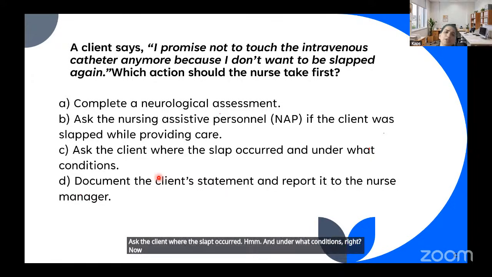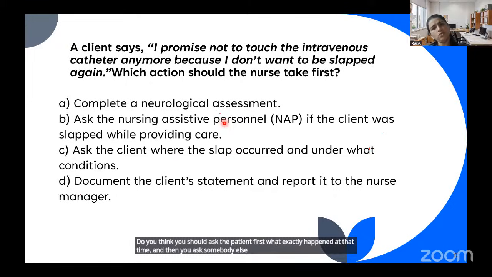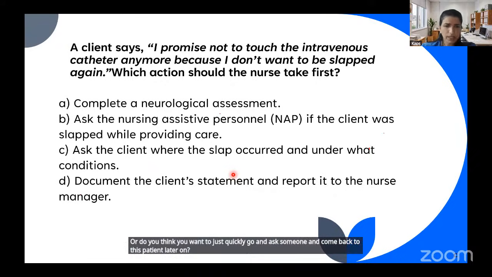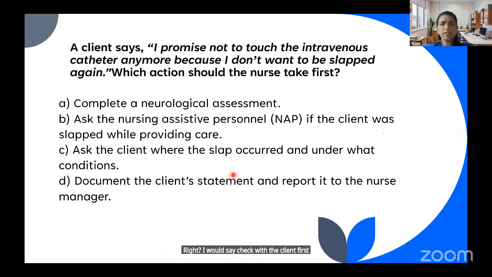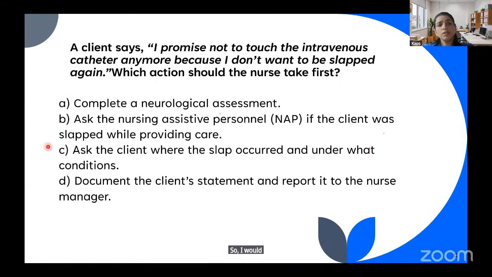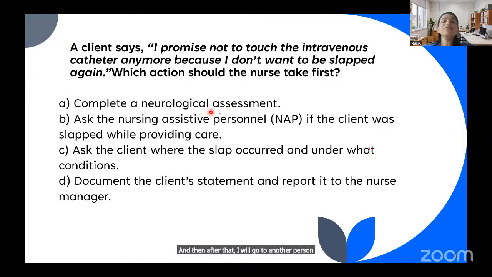Now imagine you're standing in front of the patient. Do you think you should ask the patient first what exactly happened at that time, and then ask another staff member on the floor? Or do you want to quickly go ask someone and come back to this patient later on? I would say check with the client first. Very important, gather the data and information because it sounds like an abuse maybe. We don't know. So I would consider looking into the patient first. If my patient is okay, what exactly happened at that time? Can you talk more about it if possible? This is how I will collect the information. And then after that, I will go to another person if needed.